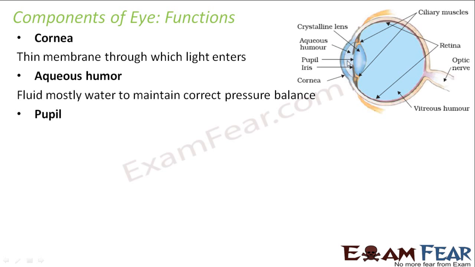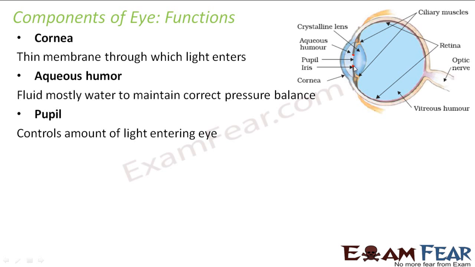Next is the pupil. What is the pupil? The pupil controls the amount of light entering the eye. If you see in this figure very clearly, you can imagine the pupil like a door. For example, how is the door constructed in your house? A door is nothing but an opening in the wall through which people can come in and go out. Similarly, the pupil is also an opening through which light can enter inside the eye. This pupil will control the amount of light entering the eye.